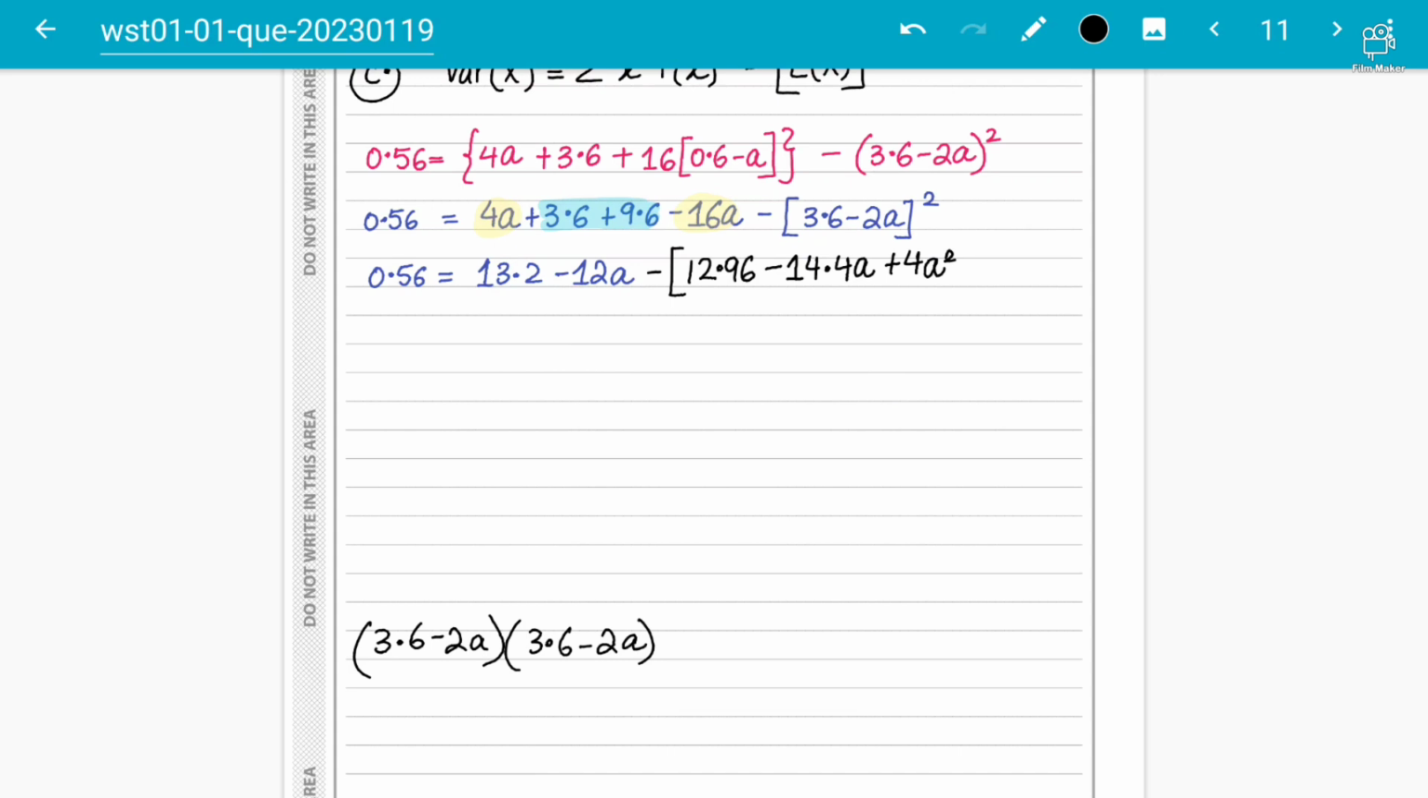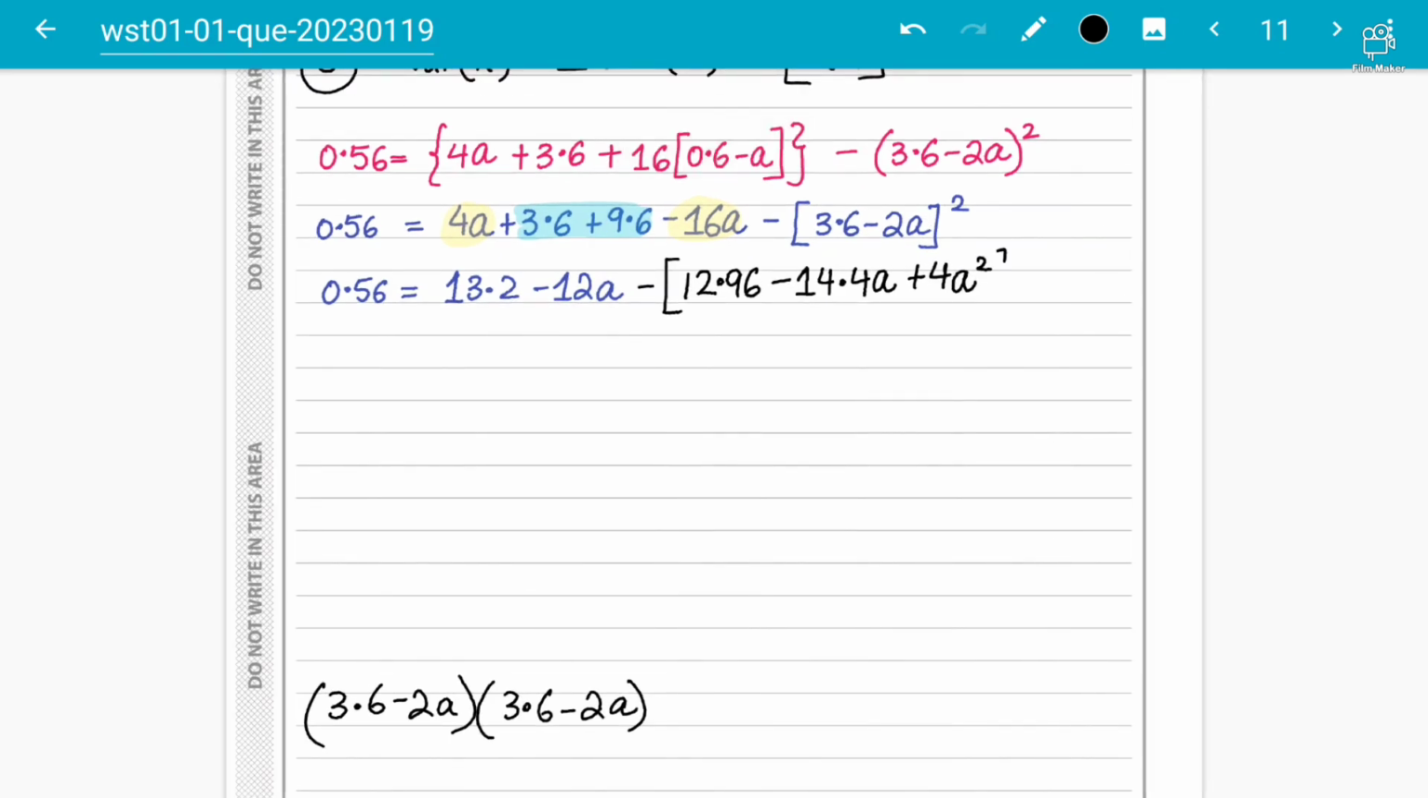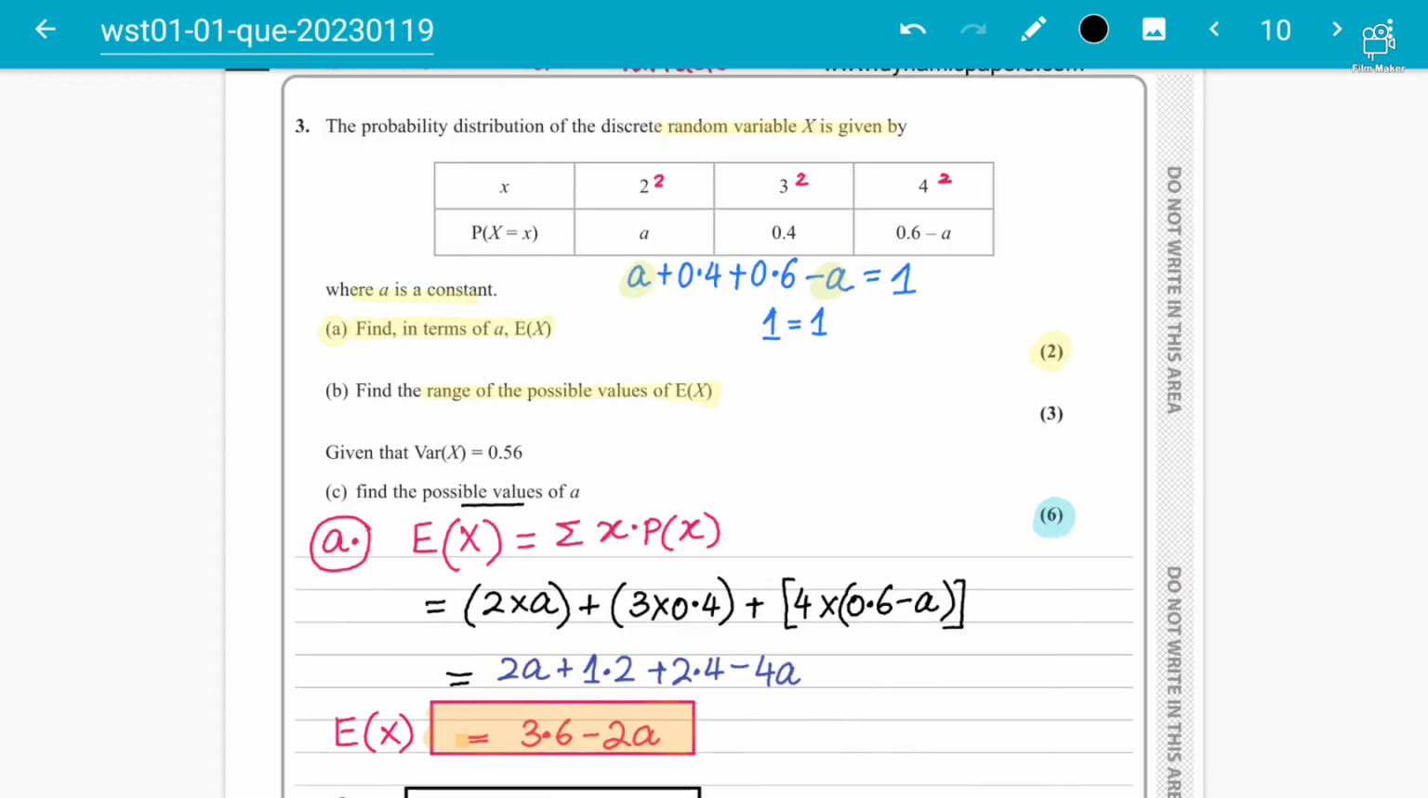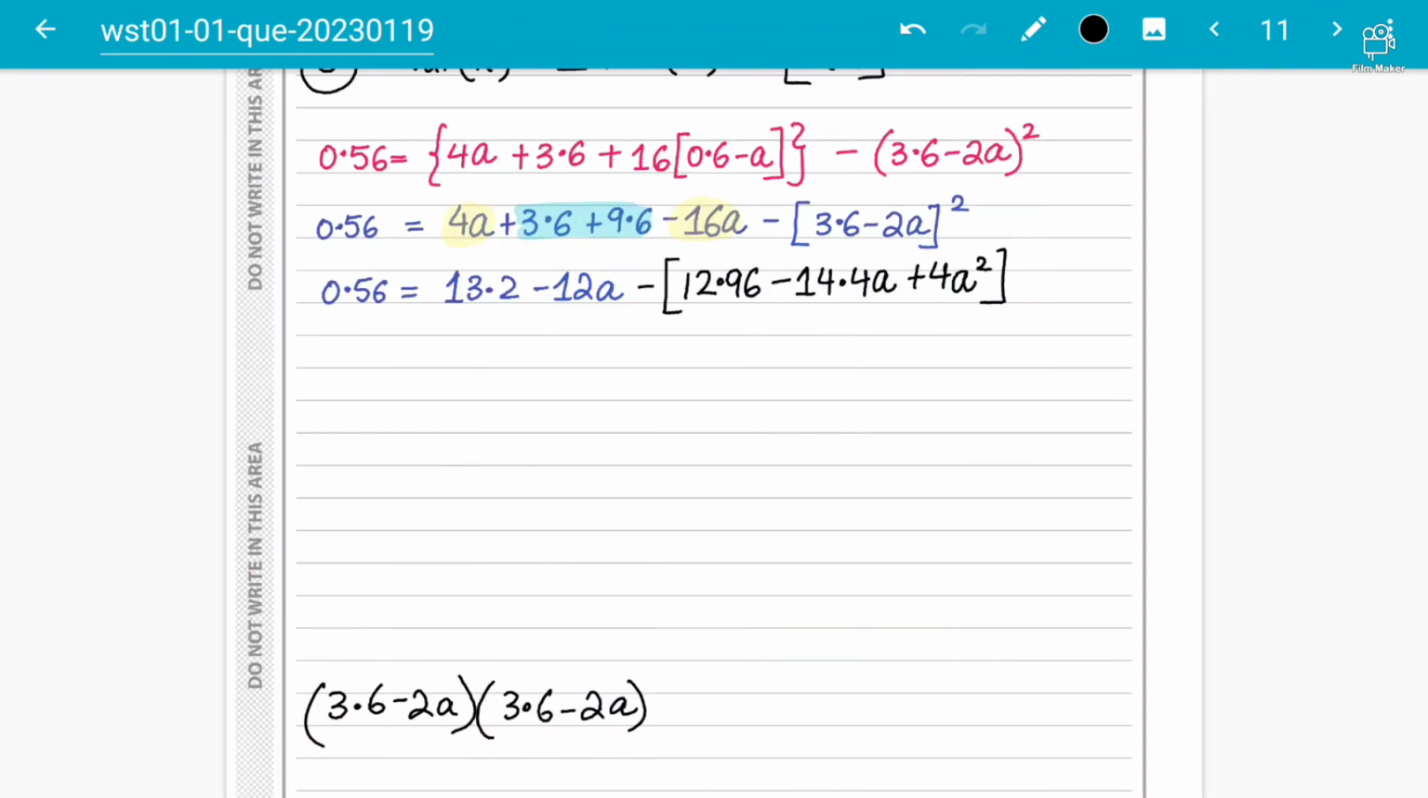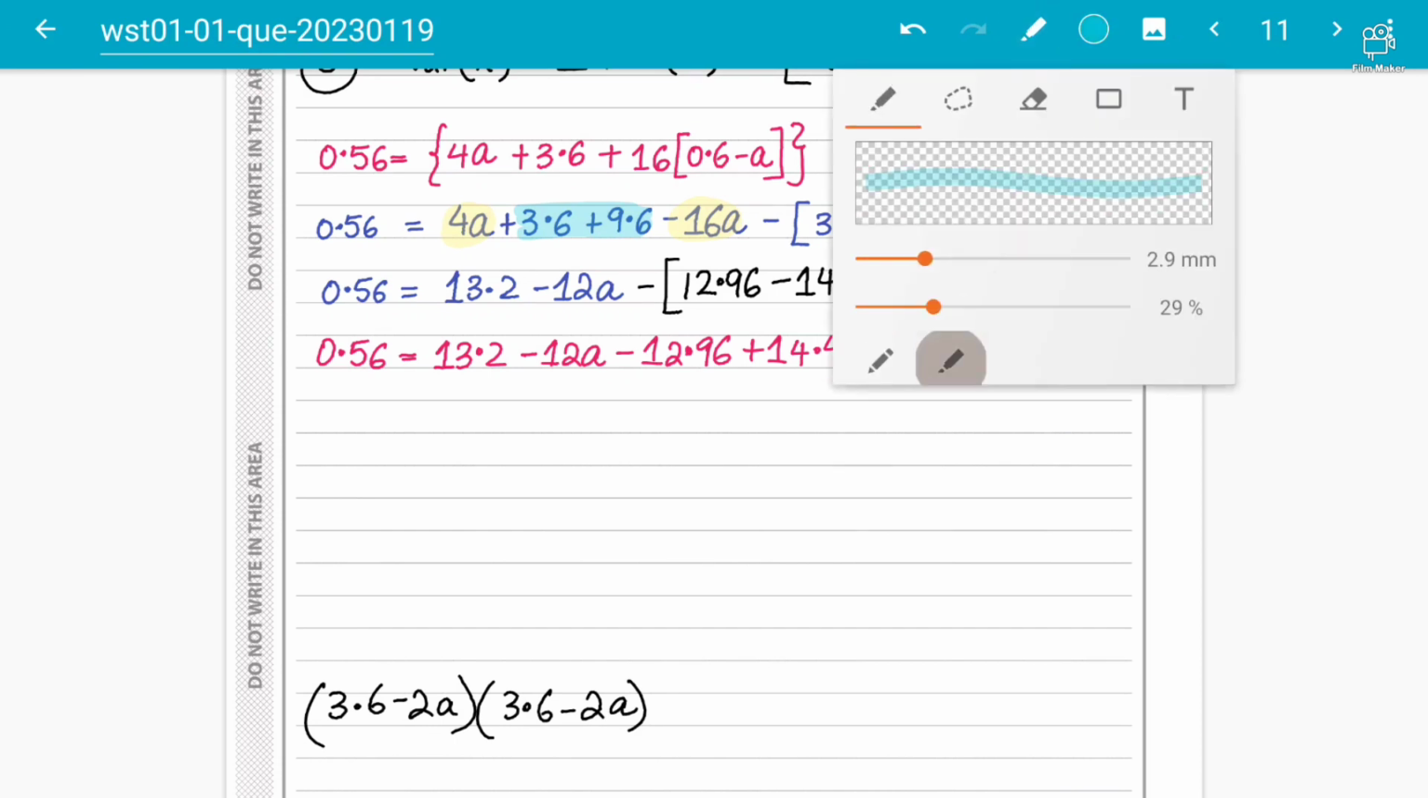So definitely, as I mentioned, they are asking you possible values of a, which means you should have an indication already that it will be a quadratic equation to be solved in that form. So here we go. Now simplify and solve further. So it will be 0.56 equals 13.2 minus 12a minus 12.96, minus minus will become plus 14.4a positive, and minus 4a square. Again, you are going to simplify.